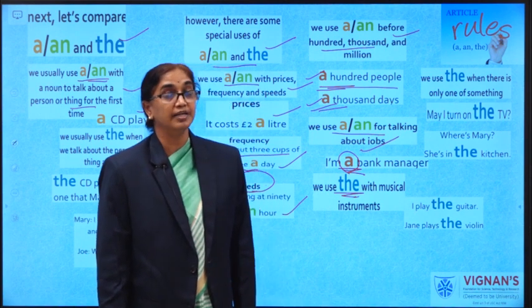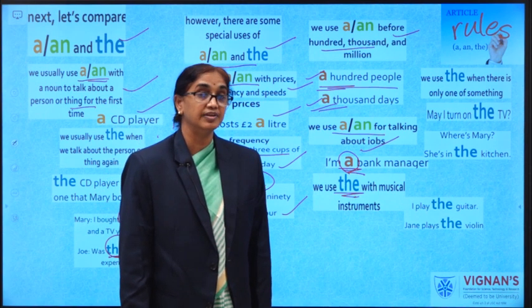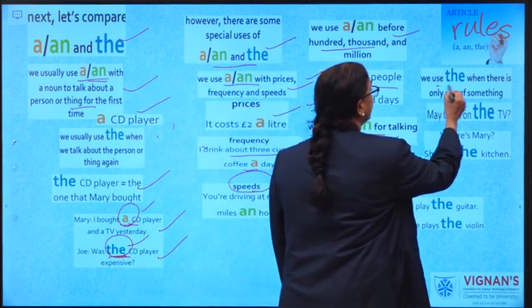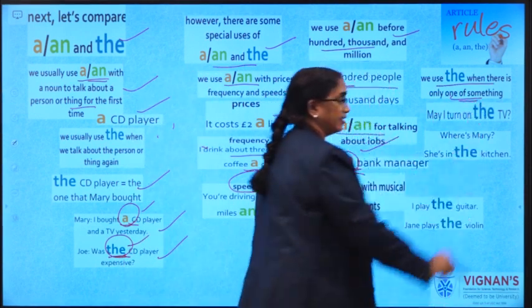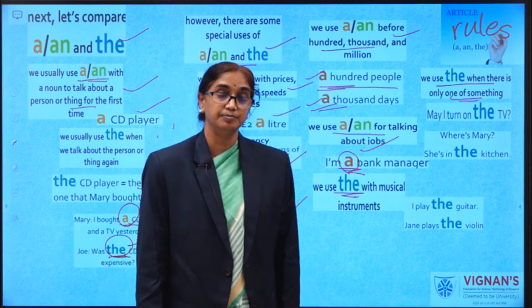He plays the violin beautifully. She plays the veena. She has been learning the veena from childhood. And we also use the when there is only one of something. For example, if it is one of its kind, for instance, the Taj Mahal.